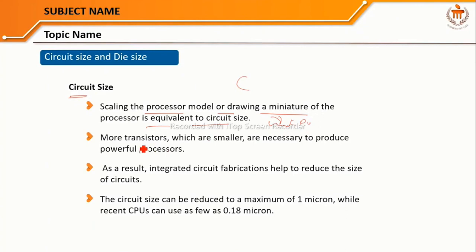and more transistors which are smaller are necessary to produce a powerful processor. Nowadays we are using smaller, powerful transistors to produce powerful processors, and it can reduce the size of the circuit and we will get a powerful system. We measure the size reduction in microns. Recently we are using 1 to 1.8 micron. So that is the circuit size.